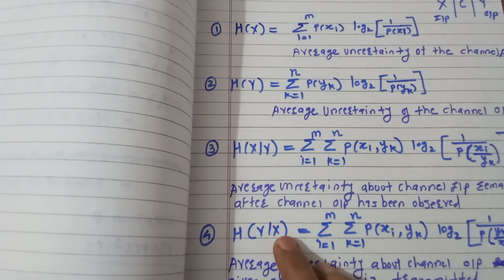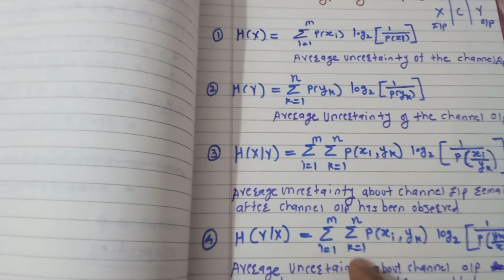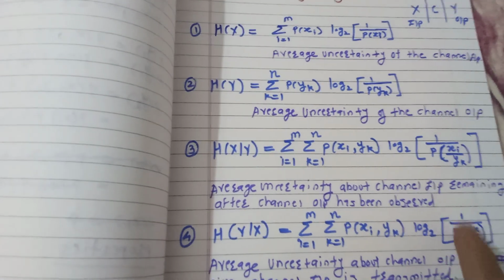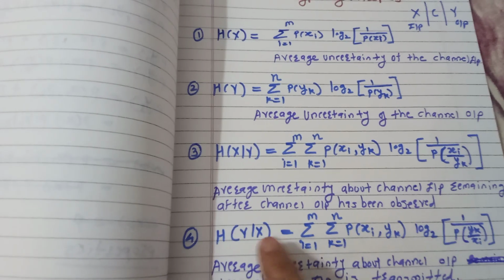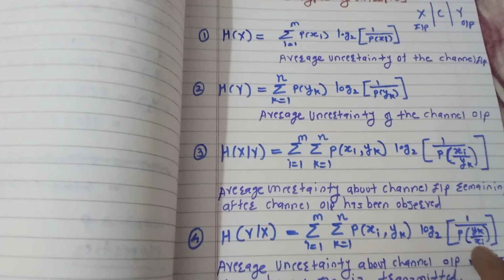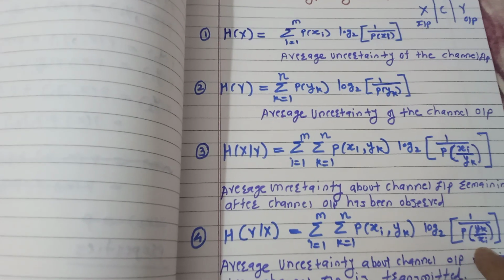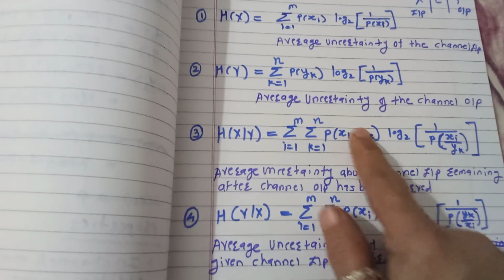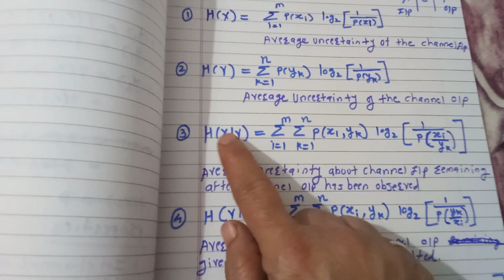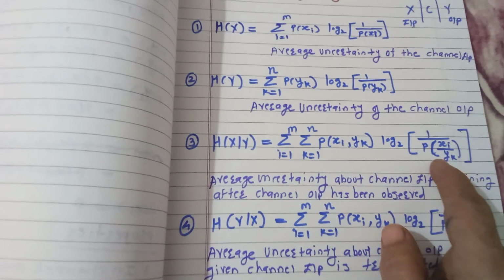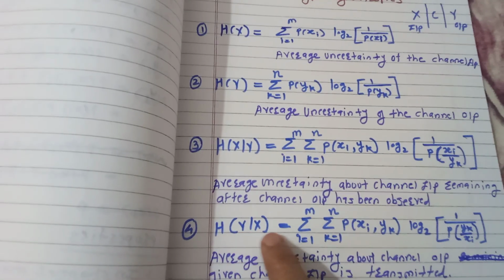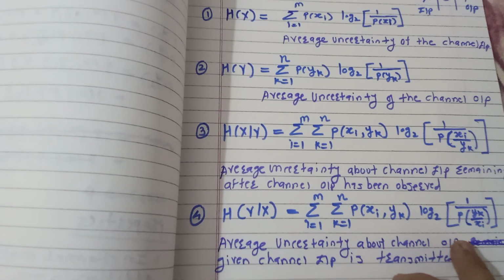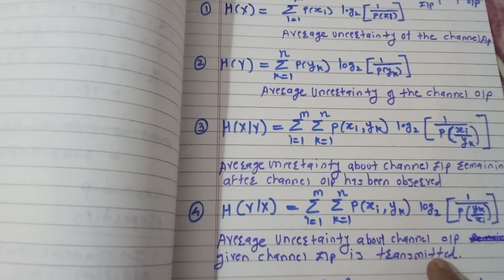Now H(Y given X), the formula is summation i equal to 1 to m, summation k equal to 1 to n. Then this one is similar. Only thing is that log2 of 1 by p(yk given xi). This is the conditional probability, yk given xi. So in both the examples this is joint probability, and this probability is, if it is x given y, then xi given yk. If it is y given x, then it is yk given xi. Now this is average uncertainty about channel output given channel input is transmitted.